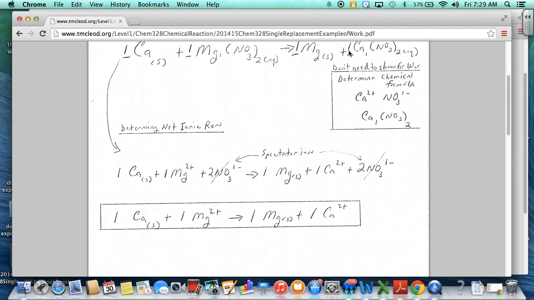And then you do the same over here. Magnesium is not aqueous, so we write it. Then calcium nitrate is aqueous, so you break it up into the ions: Ca2+ and NO3 1-. And how many are there? Well, again, there's only one of these and one of these in the chemical reaction. There's one, and then there's a 2 here.